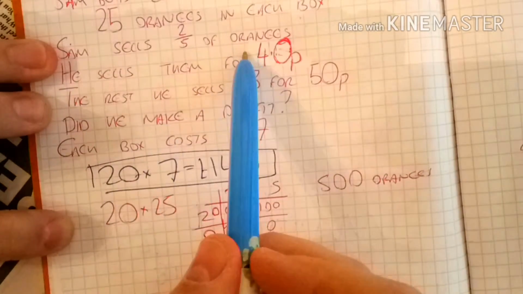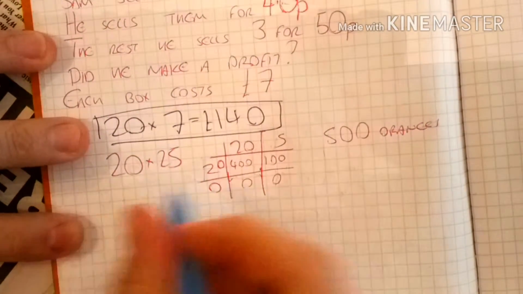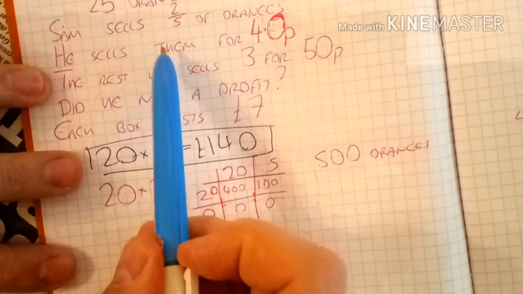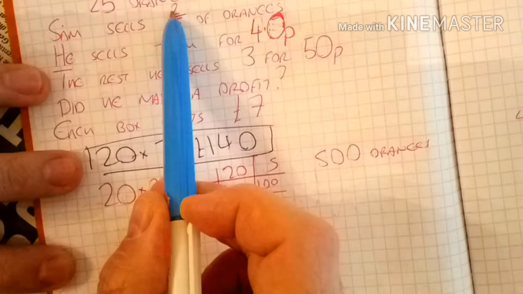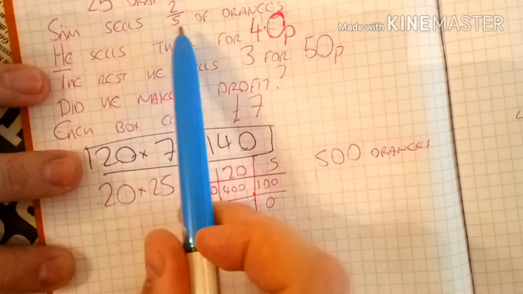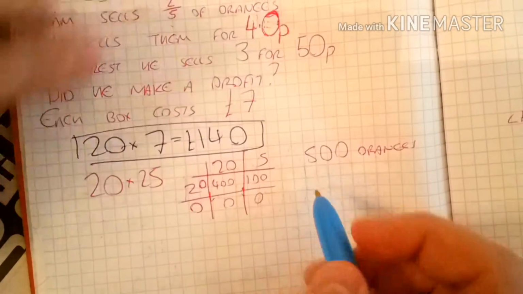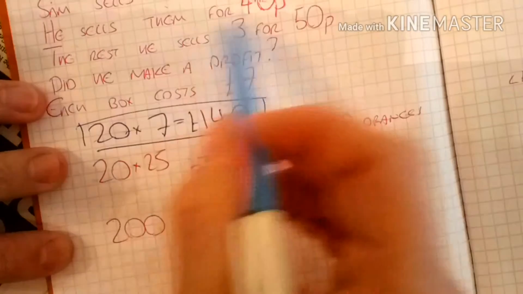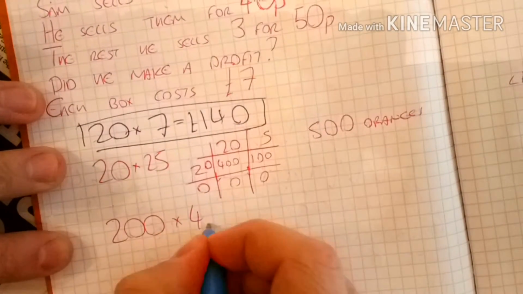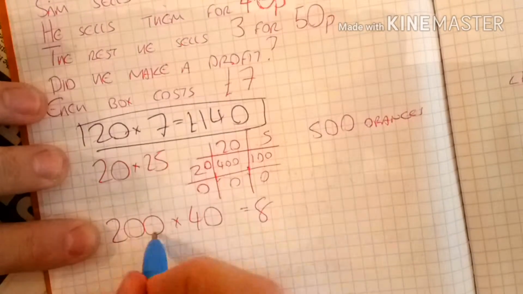Now if he sells 2/5 of the oranges, we have to work out 2/5 of 500. And to times by fractions, remember you can either times by the top or divide by the bottom, or divide by the bottom times by the top. In this case I'm going to divide first. So 500 divided by 5 is 100, times by 2 is 200. So he sold 200 oranges for 40p. So I need to do 200 times 40. 2 times 4 is 8, and I add on 3 zeros.